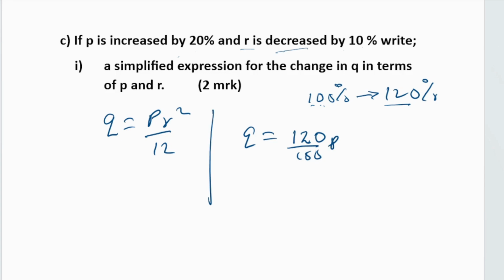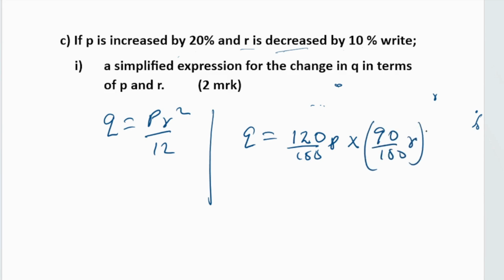So remember it has increased. Then multiplied by R. R has decreased by 10%. So remember initially it was 100%. So if it decreases, it goes back to 90%. So you remove 10 from 100. And therefore we will have 90 over 100 R, in brackets squared, then over 12. That's how we do it. And therefore this will be our new Q. Remember this one was our original, and this is our new Q.